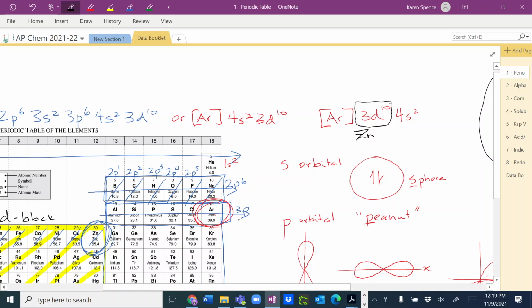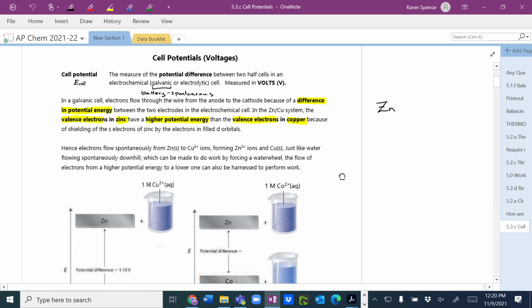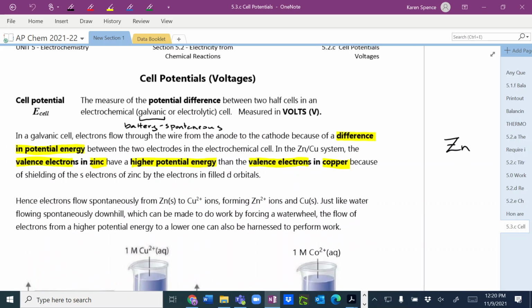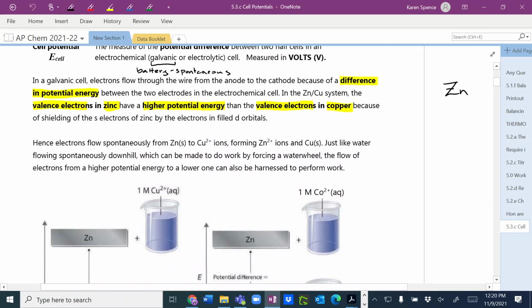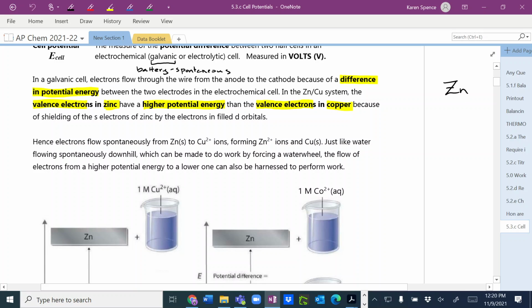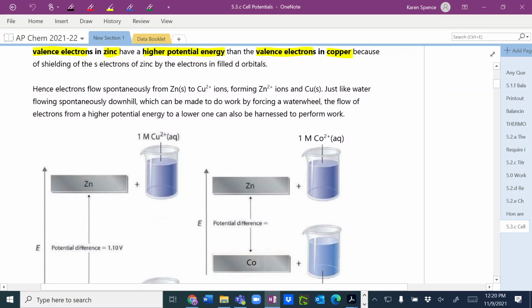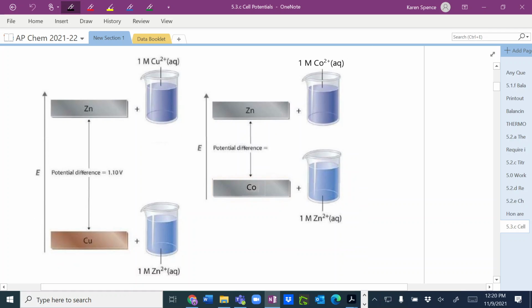And we're going to now go back to here because we are really still in Unit 5, which is to do with potentials. So zinc's valence electrons have a higher potential because there is more shielding. Can you just believe me on that? Hence, the electrons like to flow spontaneously from the zinc to the Cu2+. So you can see up here we've got electrons in zinc. What's it going to do? It is going to flow spontaneously down into the copper.